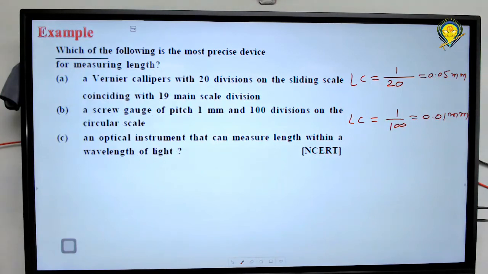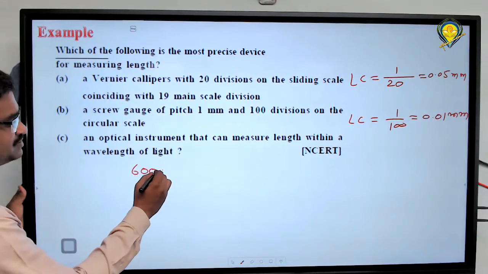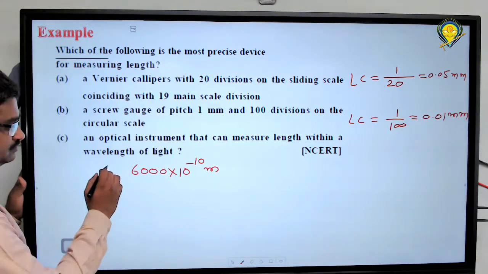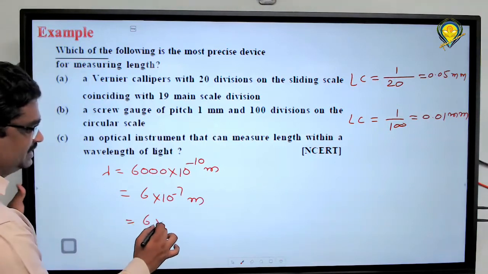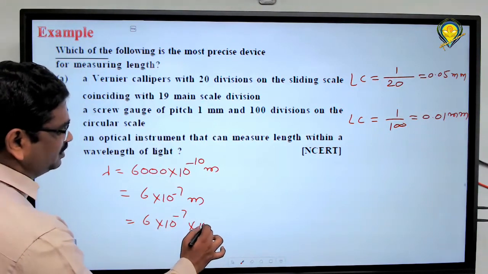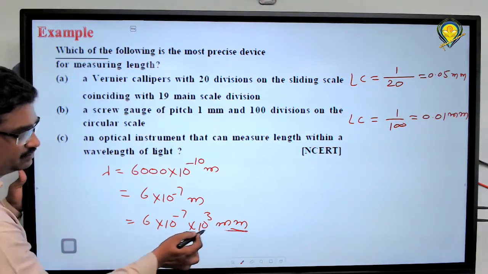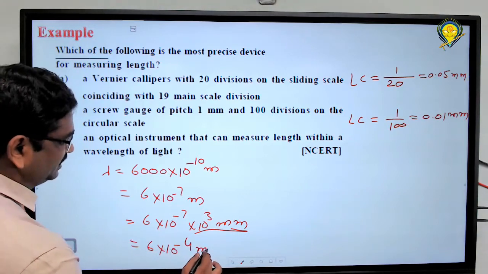Optical instrument. Optical means that is related to light. So what is the general wavelength of light? Visible light, around 6,000 angstroms, like 7,000 angstroms. So 6,000 angstroms means 6,000 into 10 power minus 10 meter, or 6 into 10 power minus 7 meter, or 6 into 10 power minus 7 into 10 power 3 millimeter. 1 meter means 10 power 3 millimeter. Now 6 into 10 power minus 4 millimeter.